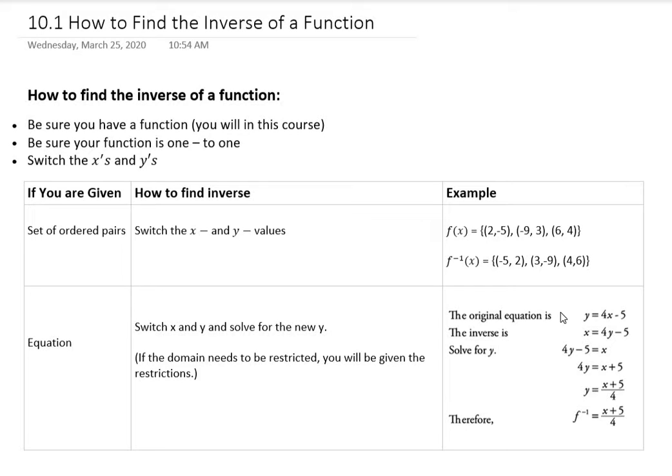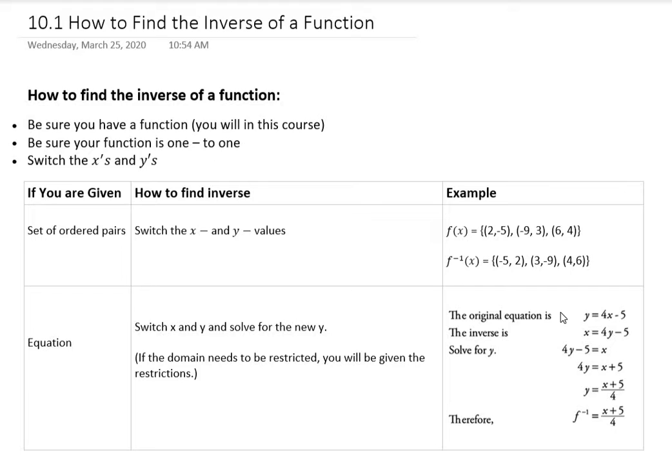Okay, we're going to look at how to find the inverse of a function. The first thing you want to do is to be sure that you have a function. Now, in our textbook and your homework, you are going to be given a function. You're not going to be tricked into being given a relationship that's not even a function. Okay, so once you look at your function, you have to be sure that it is one-to-one.